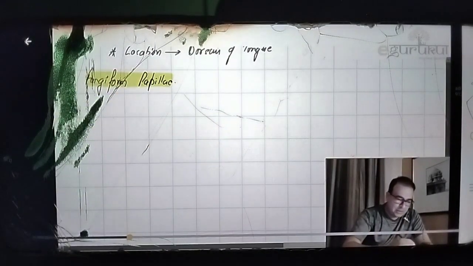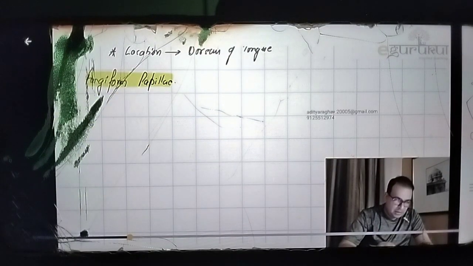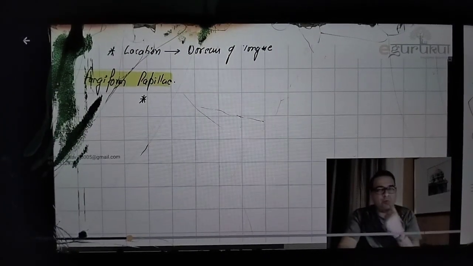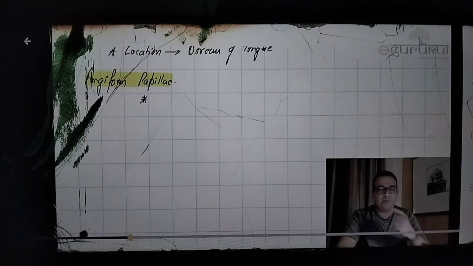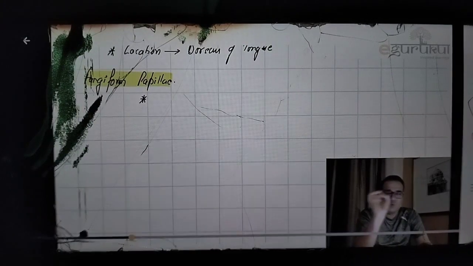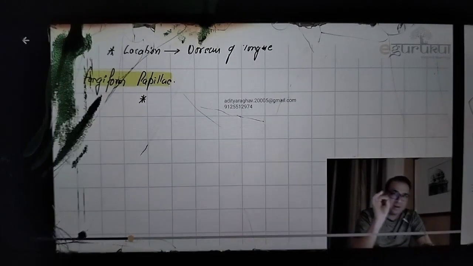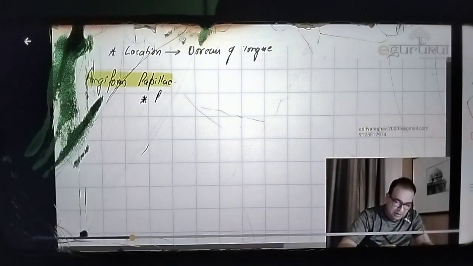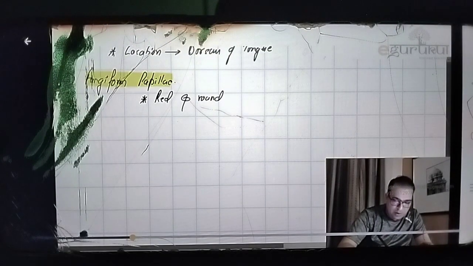So the fungiform papillae, as you saw, were present on the tip. They are the ones which look like red, round-headed structures. If you gently bite the tip of your tongue, not hard, and look closely in the mirror, you can see some red dots on it. Those red, round-headed structures that you will see over there are the fungiform papillae itself. So they are red and round-headed.